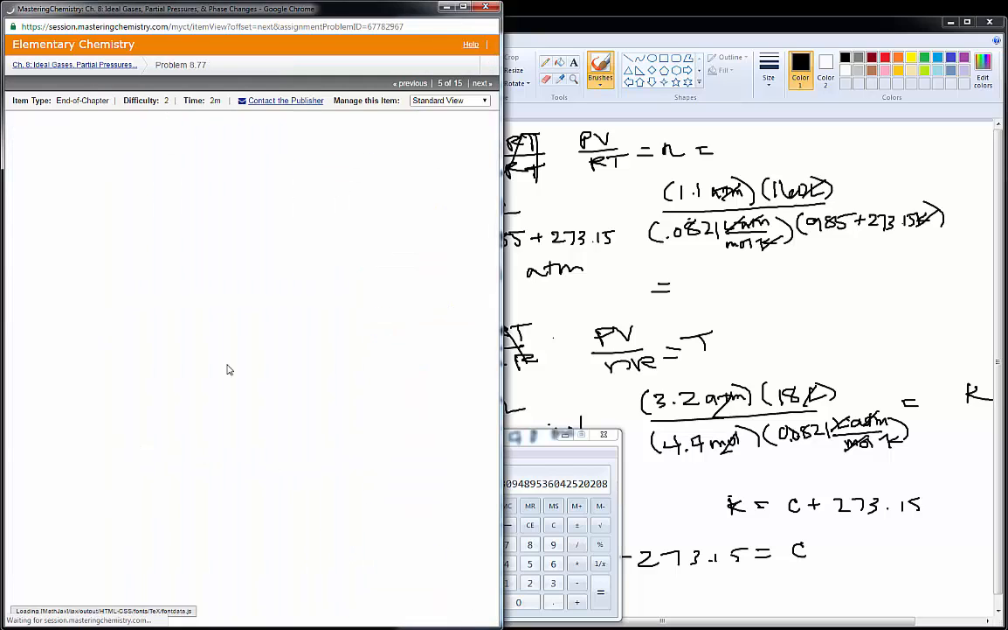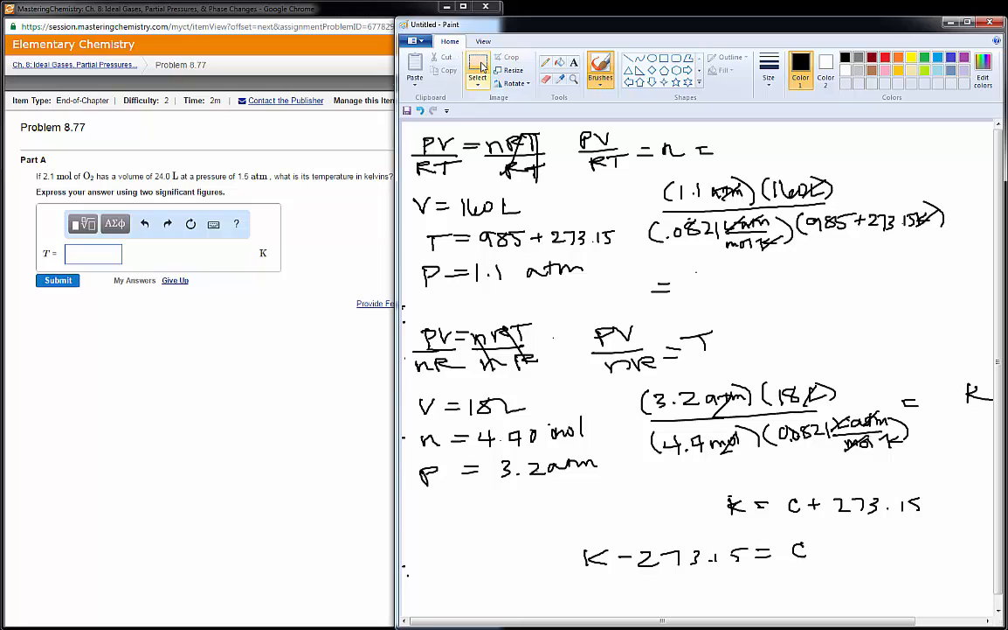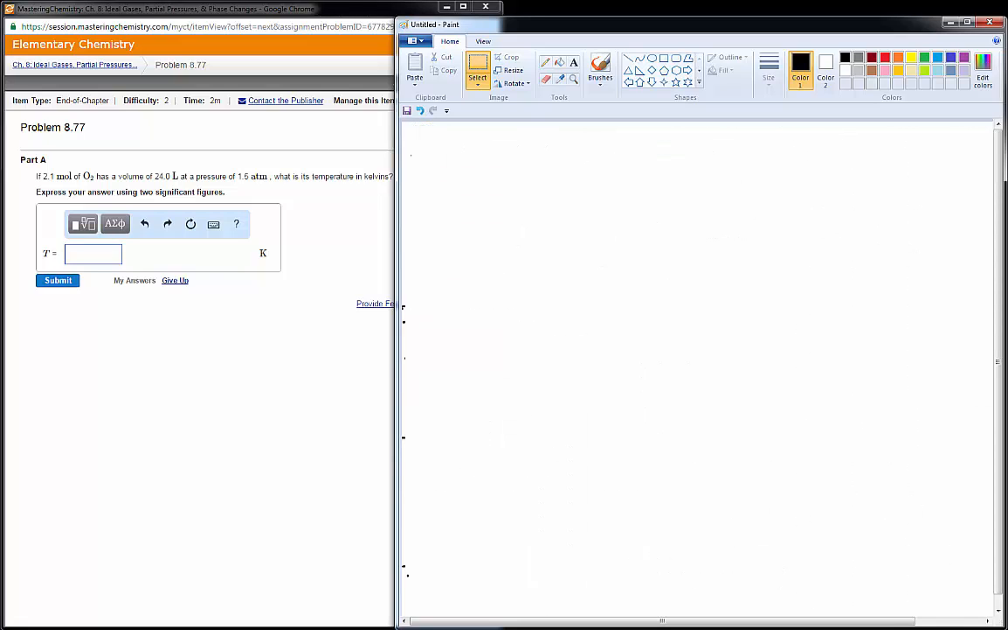So that is the ideal gas law. We've got a couple additional questions on it, but by this time we're professionals. We've already used it to solve for pressure, volume, temperature, and number of moles, so no problem. If we've got 2.1 moles of oxygen, that's got to be N for number of moles. Volume of 24 liters. Pressure 1.5 atmospheres. What is the temperature?